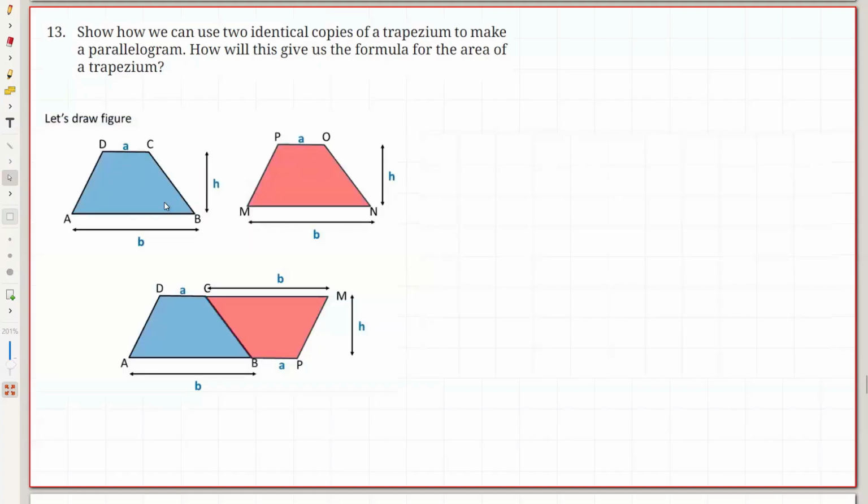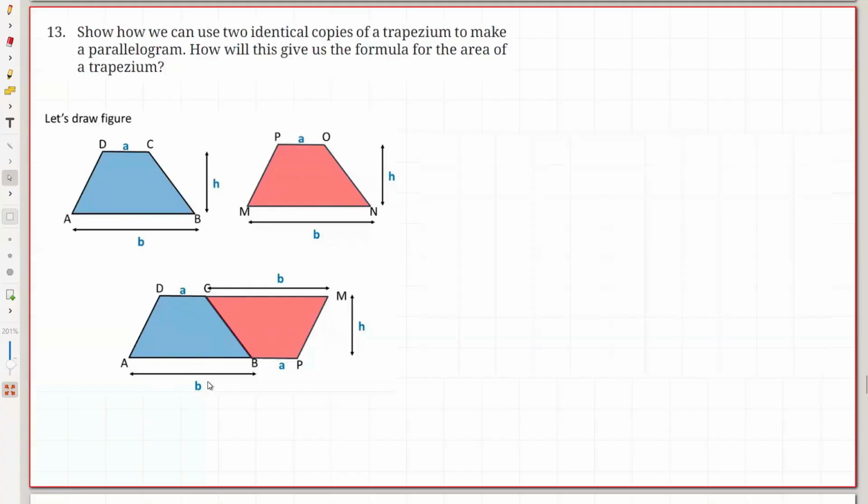I have taken one as ABCD and another as MNOP. Both are identical, both are the same. Now, when I join these two trapeziums in this position, I get a parallelogram shape, APMD. So this is the parallelogram. From this parallelogram, I have to get the formula for the area of the trapezium.